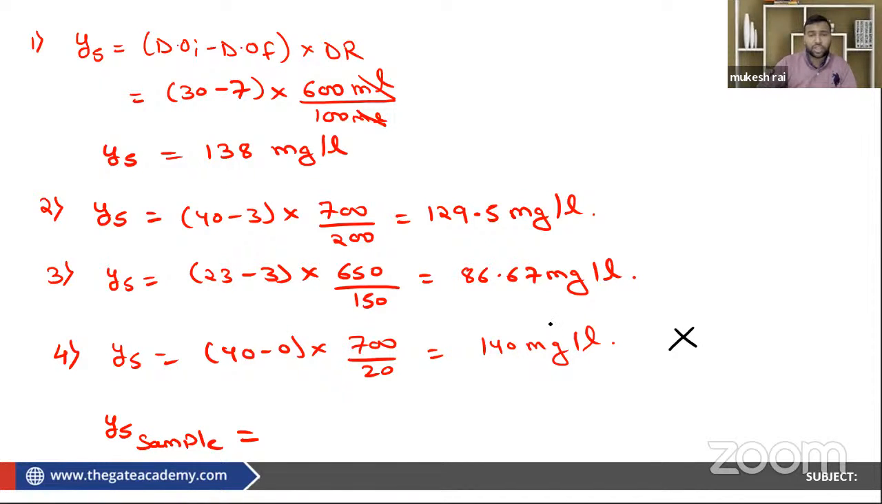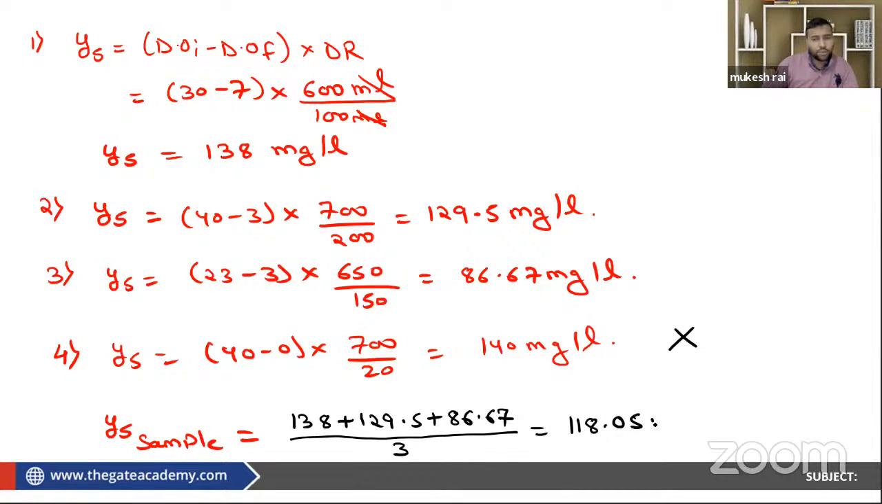So we will not consider this case, and we will take the average of only these three values, that is 138 plus 129.5 plus 86.67 divided by 3. Now what will be the 5 days BOD of the sample? Yes, it will be equal to 118.05 milligram per liter. That will be the 5 days BOD of this water sample. Clear? Yes, just tell me. Any doubt in this question?